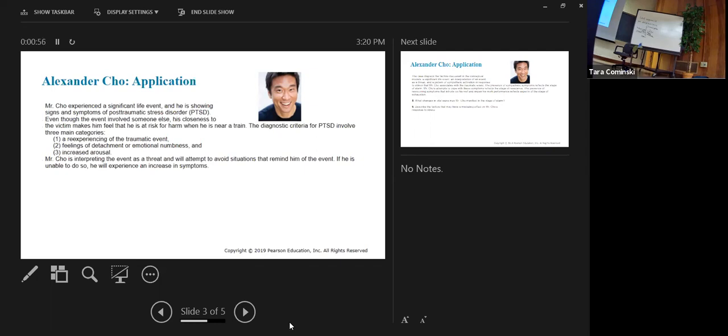For PTSD, it's specifically listing three main categories: re-experiencing the event, feelings of detachment and emotional numbness, and increased arousal. And so what about these categories of symptoms? Do they usually in PTSD show up right away, right after that traumatic event?